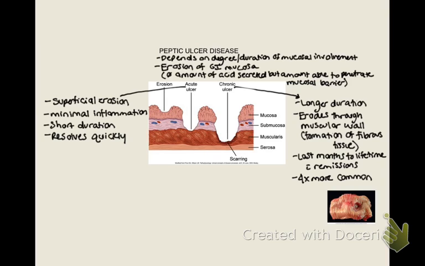Like I said, chronic ulcers again are 4 times more, peptic ulcers are 4 times more common than your acute peptic ulcers.